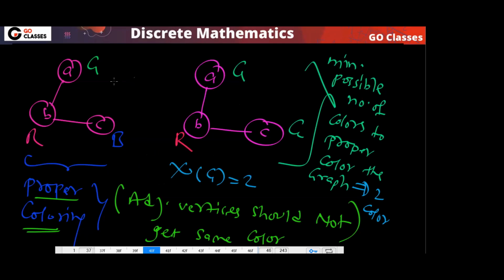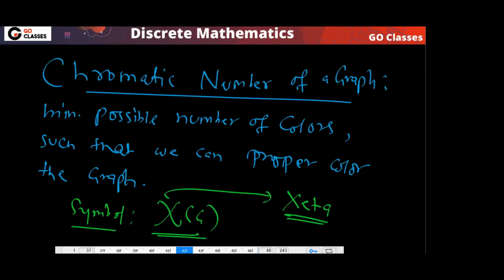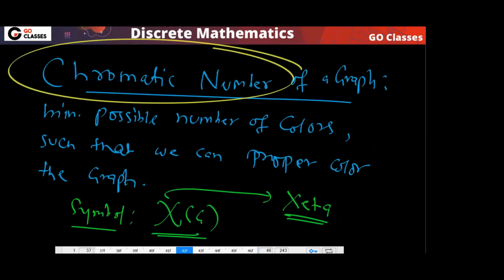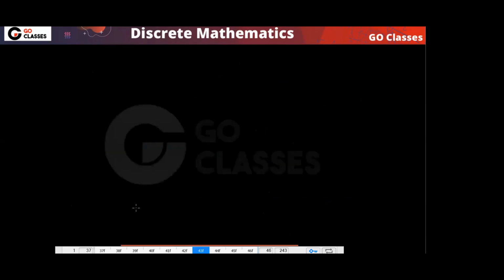So this is the idea. But remember, I can say this graph is 3 colorable because at most 3 colors you need, and the chromatic number is the minimum number of colors you need. So what is the chromatic number of a graph? It is the minimum possible number of colors that you need. The symbol is zeta of G.